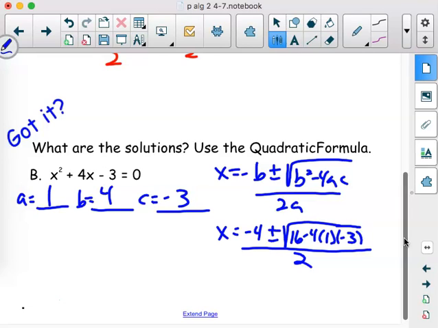Now, let's just say you're thinking to yourself, Cedarholm, I'm going to mess up what's underneath that radical. If you put the negatives in parentheses, like I did right here with the negative 3, you could punch that in your calculator. 16 minus 4, parentheses 1, parentheses negative 3, enter. It'll get it for you. You don't have to do that part in your head if you don't want to. Negative 4 times 1 is negative 4, times negative 3 is plus 12. So we get 16 plus 12, which is 28.